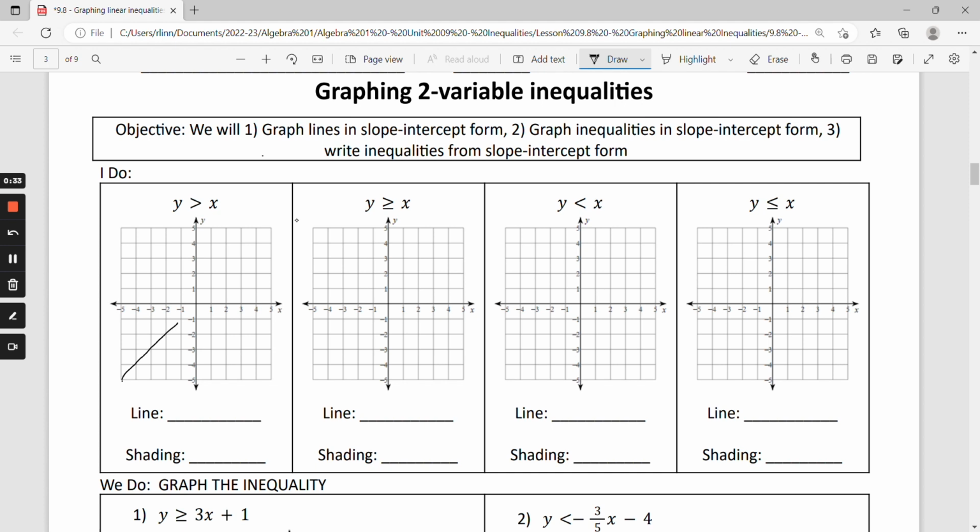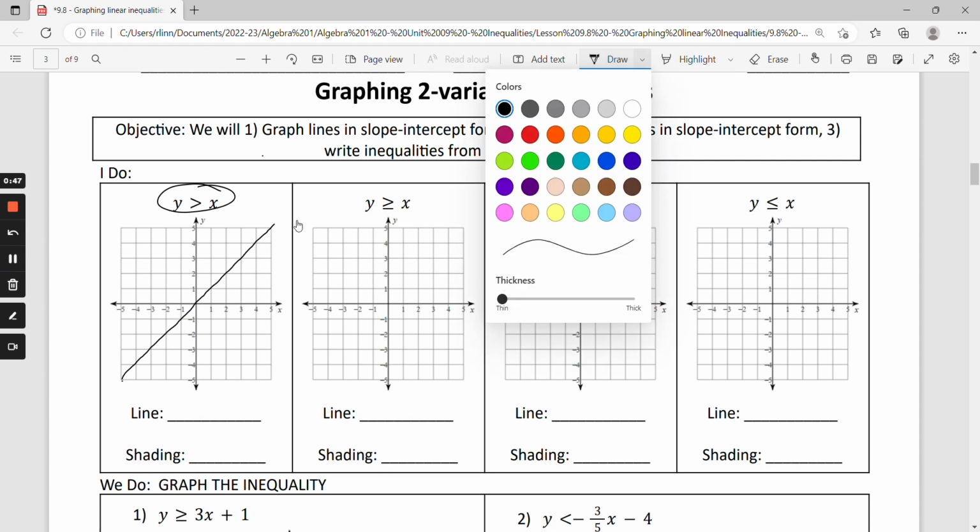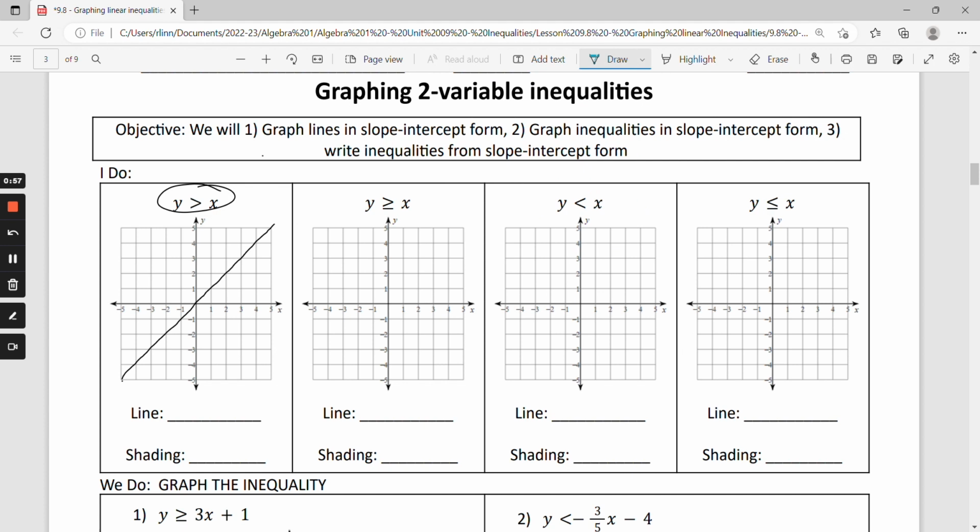It would be that 45-degree angle, goes through the origin with a slope of 1, up 1, right 1, up 1, right 1. Now, if we're going to graph the inequality y is greater than x, instead of just graphing a solid line and leaving it at that, what we're going to do is graph a dashed line. So we're still going to have our arrow indicating it goes on and on forever, but we're going to have that line be dashed like this.